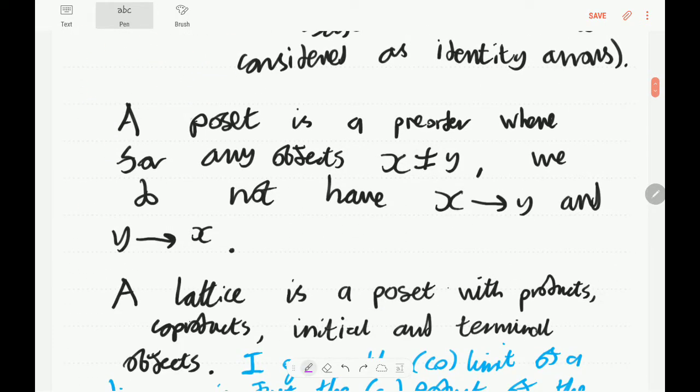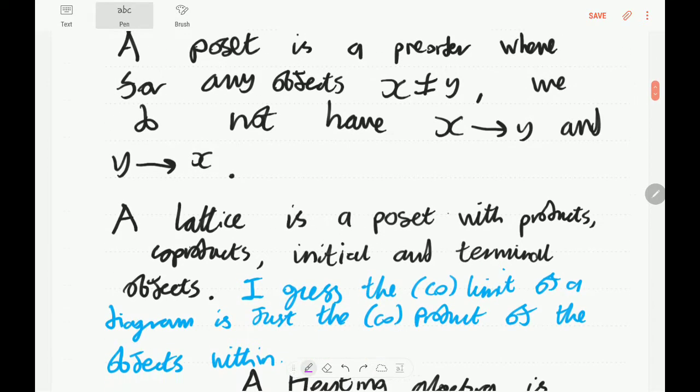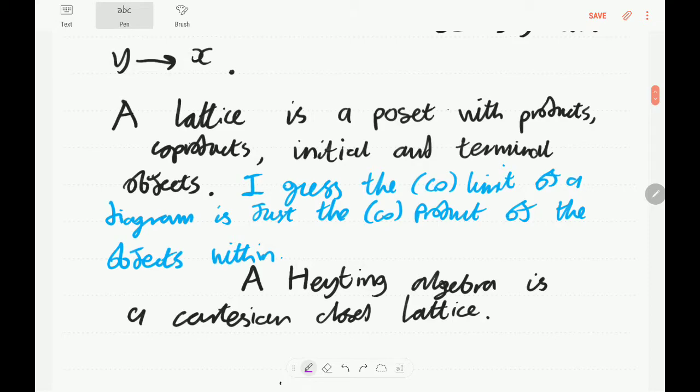A poset, or a partially ordered set, is a pre-order where we don't have arrows going in opposite directions between a pair of objects. So more precisely, for any pair of distinct objects x and y, we don't have that there's an arrow from x to y and an arrow from y to x. Okay, a lattice is a partially ordered set with products, co-products, initial and terminal objects.